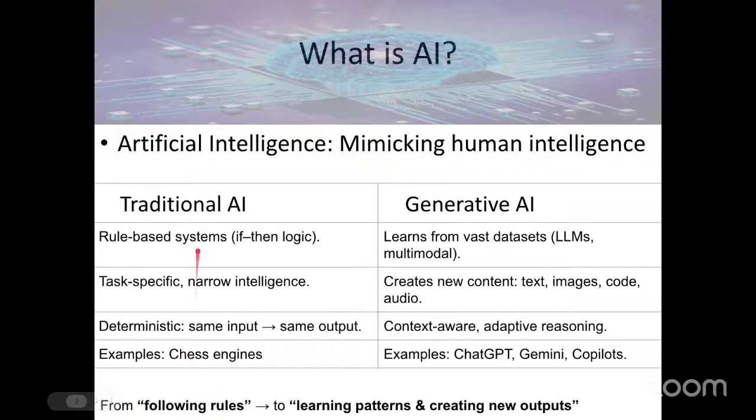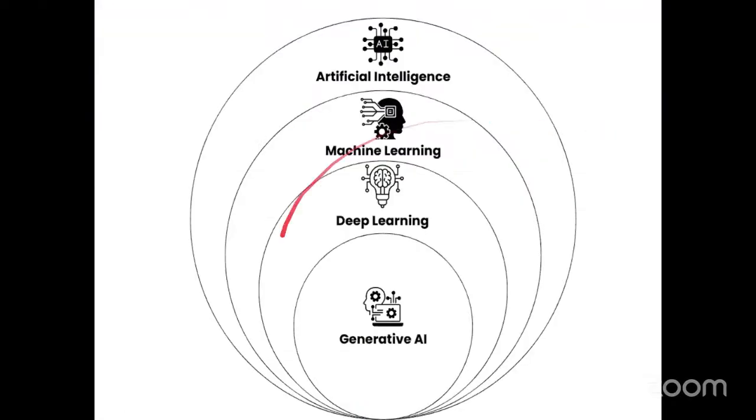So from the traditional, we were following rules and we have come to learning patterns. Coming to next, this is a very famous diagram in the field of AI, where we are talking about each term, AI, machine learning, and all that.